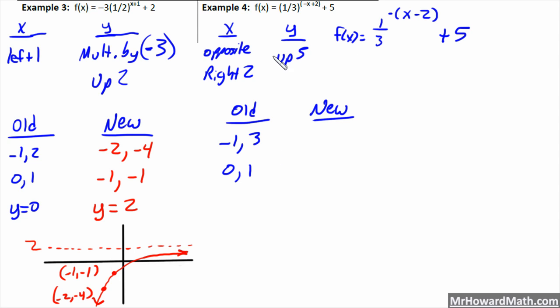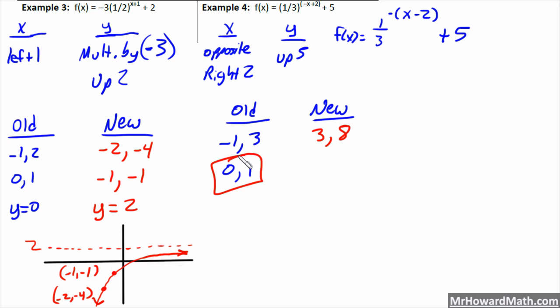So the x's are opposite sign and right 2, so make this opposite, it becomes +1. Move it to the right 2, it becomes +3. Now the y coordinates are moved up 5, so from 3 up 5 takes us to 8. So that gives us the point 3 comma 8.